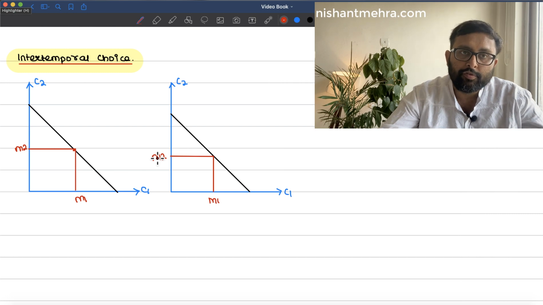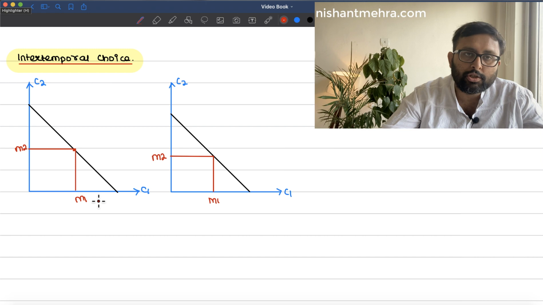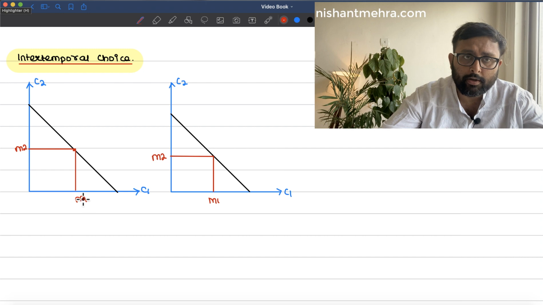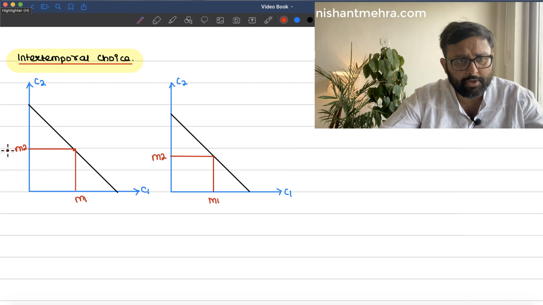Let us take the discussion further for intertemporal choice. So I've just drawn this budget constraint which we have derived earlier in the last video, and let us look at the first case. So I've drawn the endowment points also. This is my income in time period 1. This is my income in time period 2.